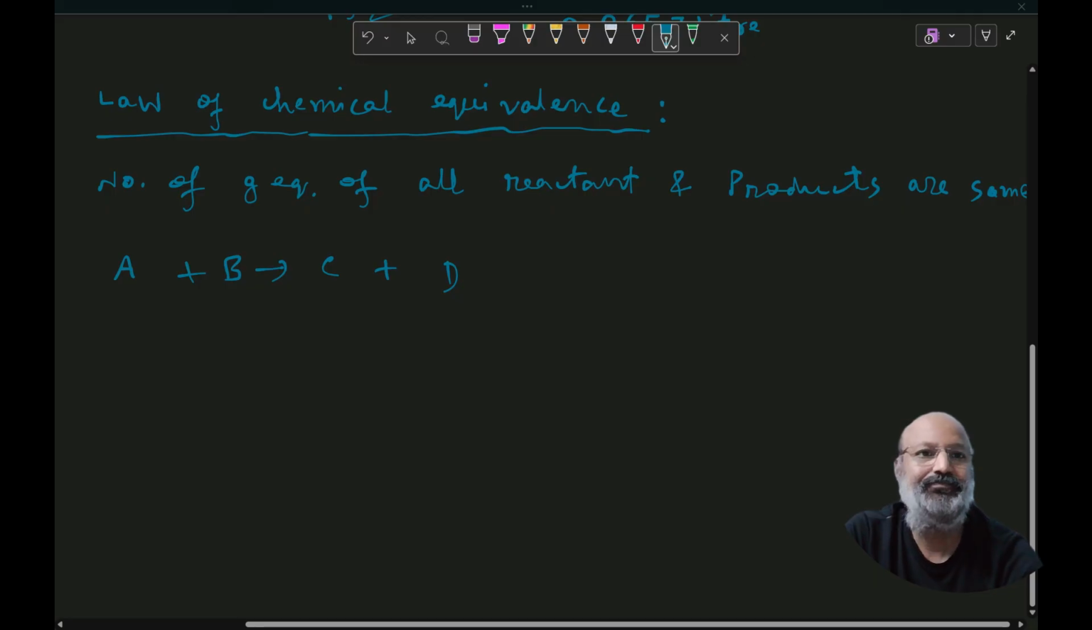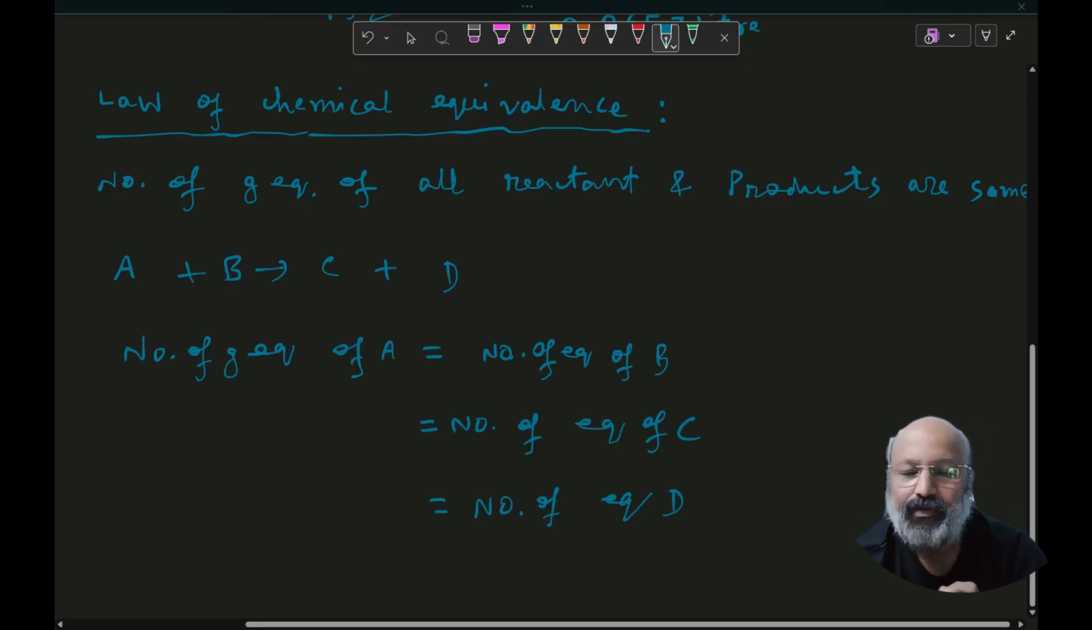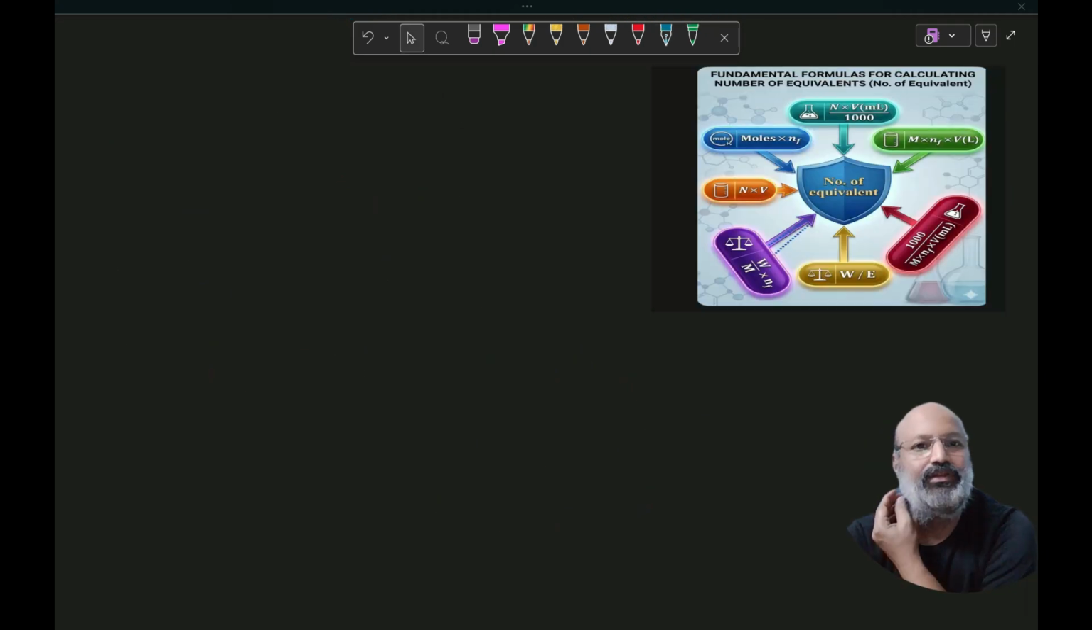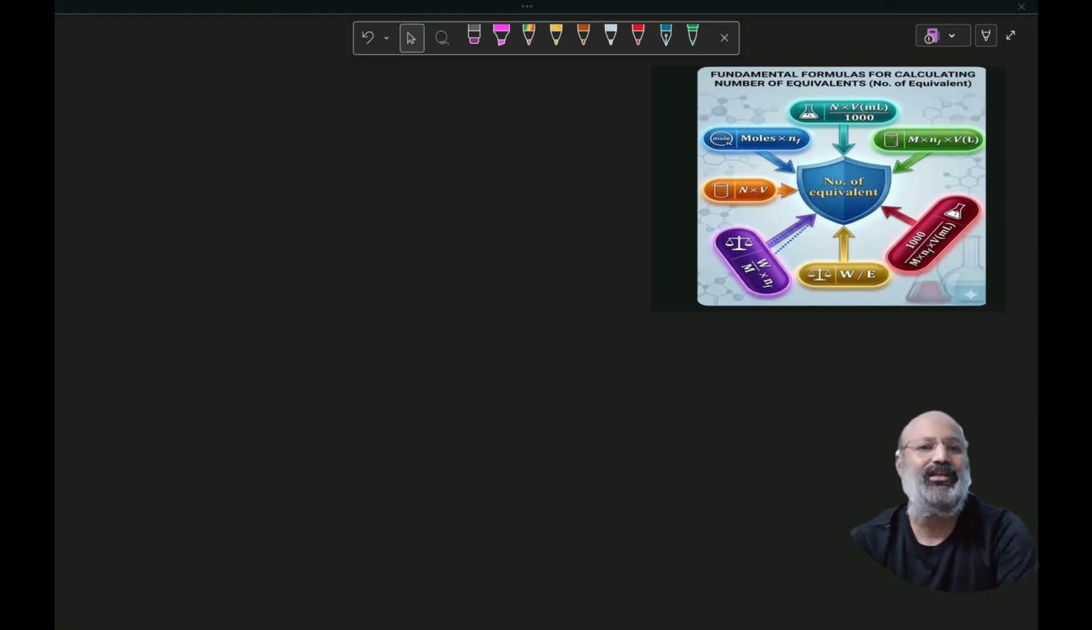Let me write it down. So this is our basic principle. Now, based on this principle, let's see how those questions can be solved very easily in a single line. Now you can see a flowchart by which we can calculate the number of equivalents from various data. I'll use it while solving the numerical. So let's bring back that question which we could not solve in a single line. Let's see how it can be done.